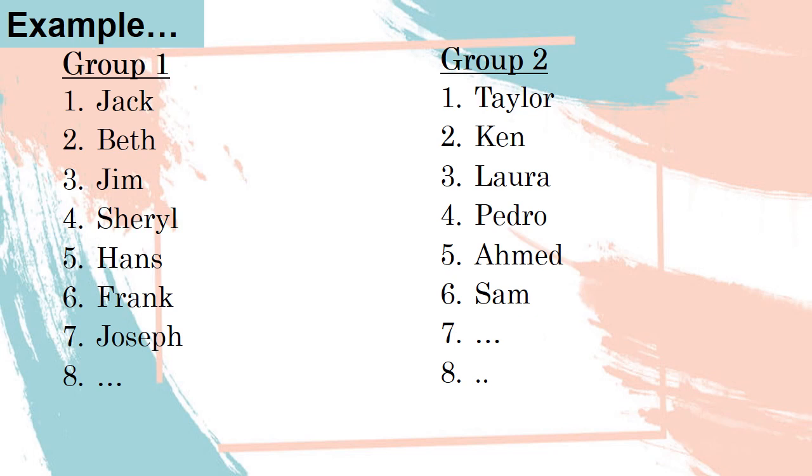Let me give you examples. Jack and Taylor, so they have to answer a question number 1. And then Hans and Ahmed, they have to answer a question number 5. And so on.